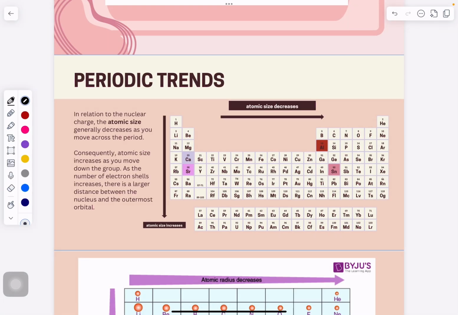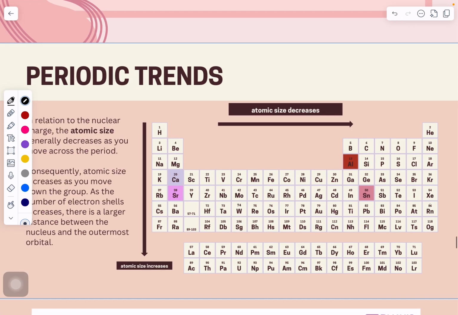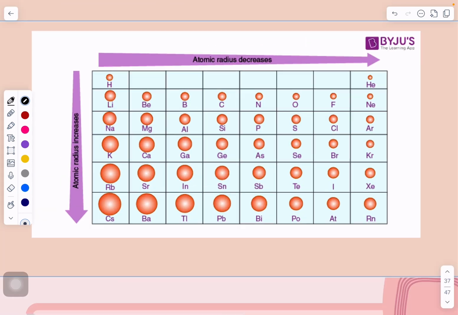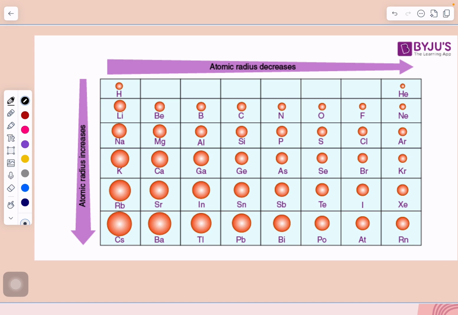Next, we're going to talk about periodic trends, or we're going to talk about the increasing atomic size. As you can see, atomic size increases as you go from left to right and decreases as you go down. Something like strontium is much bigger than something like aluminum. Aluminum is smaller than strontium, but it's all going to be relative. You can see a visual of this on the next slide where you can see all the elements listed out by size.